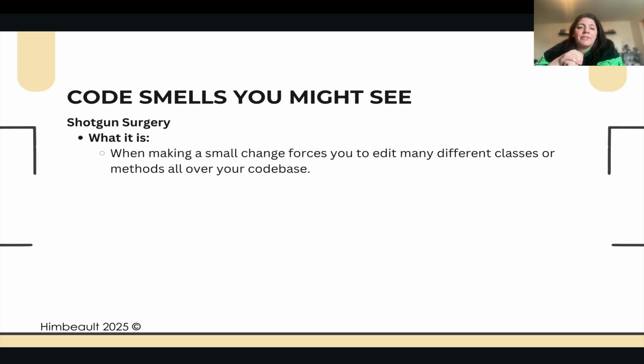All right, next is this idea of shotgun surgery. This is when we make a small change in our code, or a small change in our requirements or our scope, whatever, and now we have to edit our code in thousands of places, right?